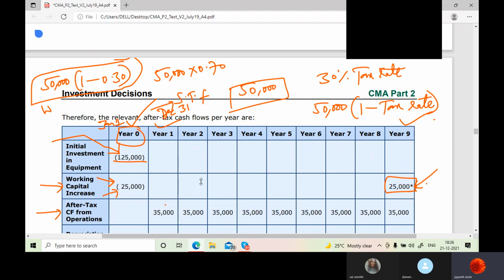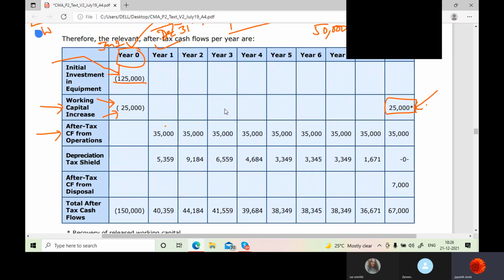All right. So if you have done, you would have found it to be 35,000, and that you would be receiving at the end of every year. Then comes the next point, depreciation tax shield. Now, what is this depreciation tax shield?